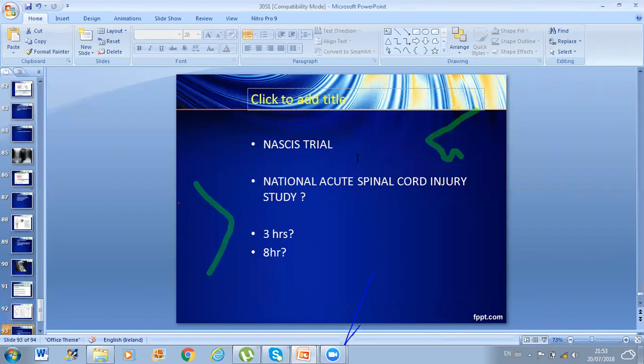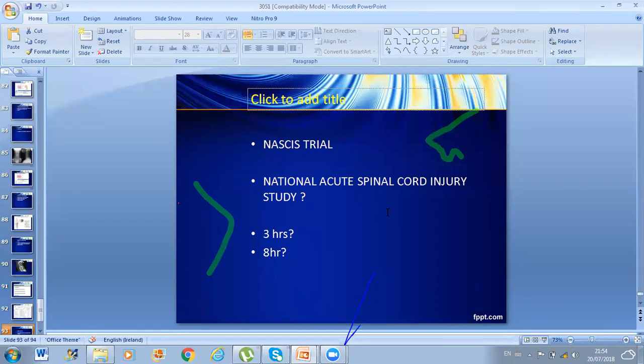What about this? What is this? NASCIS. It's called the National Acute Spinal Cord Injury Study. It was an RCT trial regarding corticosteroids, whether we need to give corticosteroids or not. In European countries, they don't give corticosteroids. But in the USA, Northern America, they give corticosteroids. In which patients can corticosteroids help? Any idea?